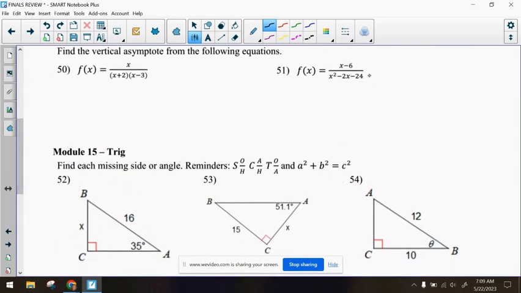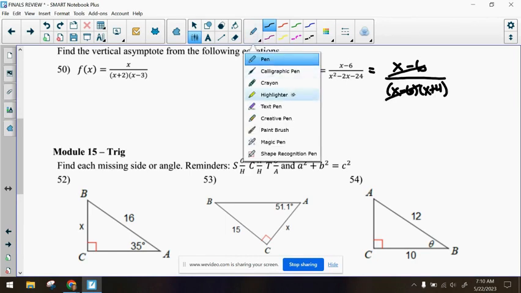This is related to our idea of rationals where we factor, we reduce, and we see what's left. But now we have to find the equation of the asymptote. So I know that this is going to be x minus 6 over x minus 6, x plus 4. That's how the denominator factors. These x minus 6's will go away.